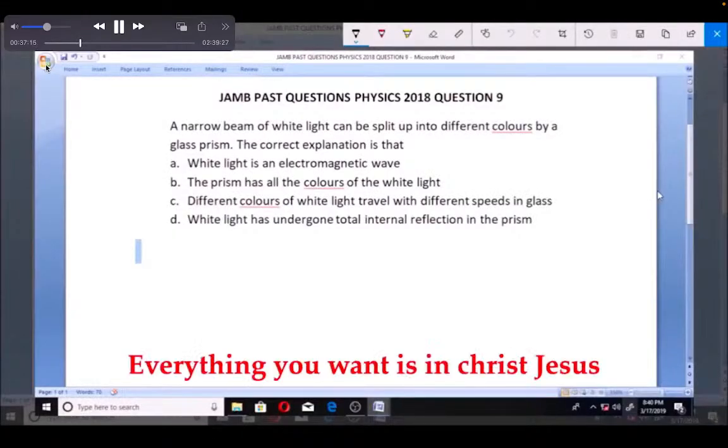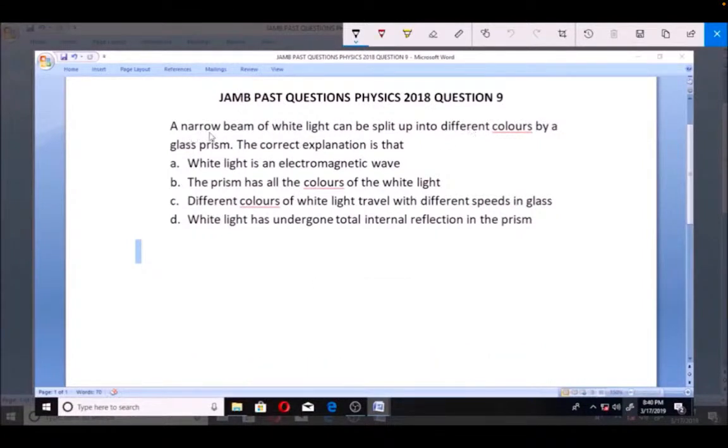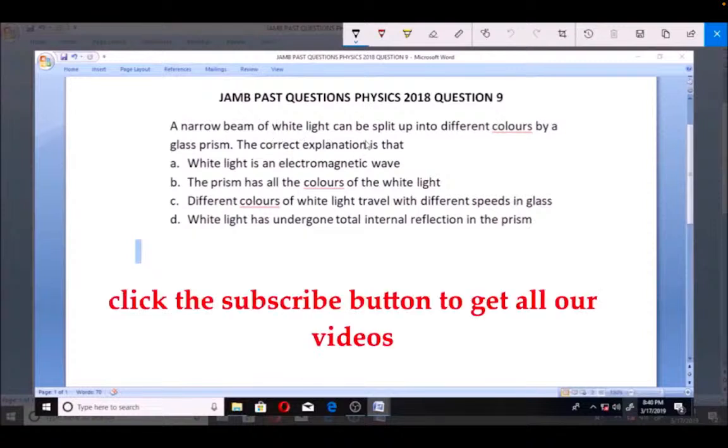Yes, welcome. Let's look at this JAMB past questions physics 2018 question number 9. A narrow beam of white light can be split up into different colors by a glass prism.